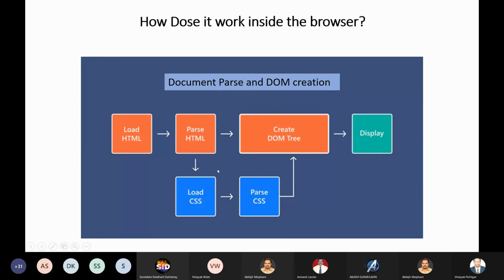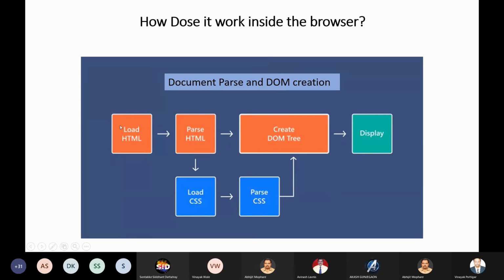Let us move ahead. Let us understand how this works inside the browser. We are not going into the depth of this, but we need to understand what is happening inside the browser. Whenever your browser gets the CSS file, HTML file, and JavaScript file provided by your server, those files get parsed by the browser and it creates a DOM. DOM means document object model. It creates a DOM tree inside the memory.